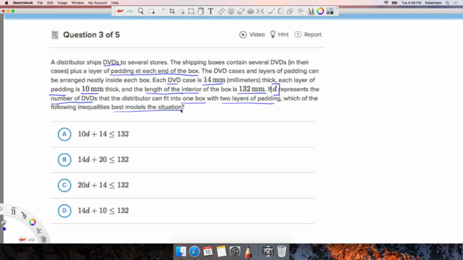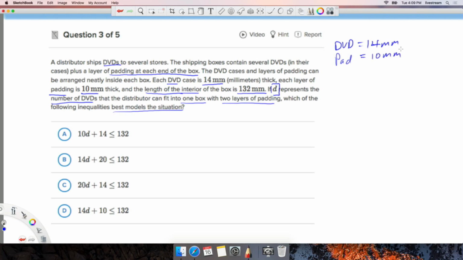And so what's helpful at this point is to break down the question one part at a time and to pull out the relevant information. And so we have DVDs that are 14 millimeters thick. And then we have padding. So I'm just going to abbreviate, pad is 10 millimeters thick.